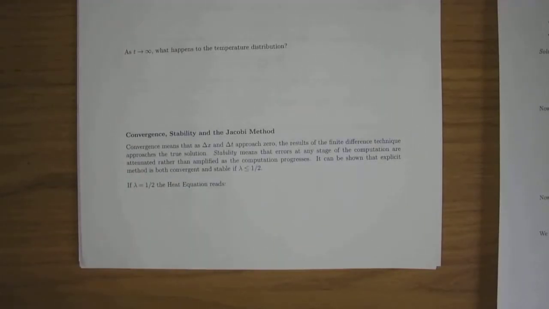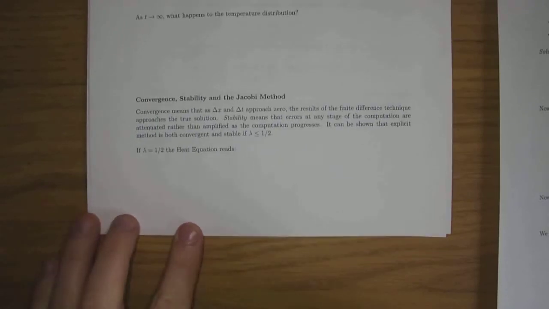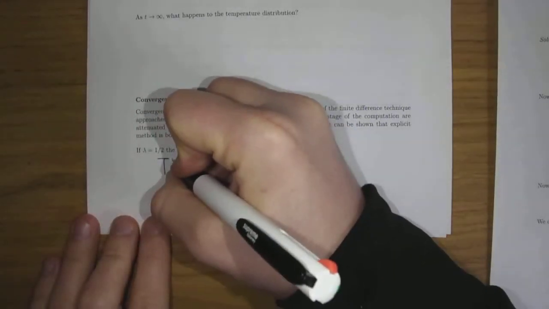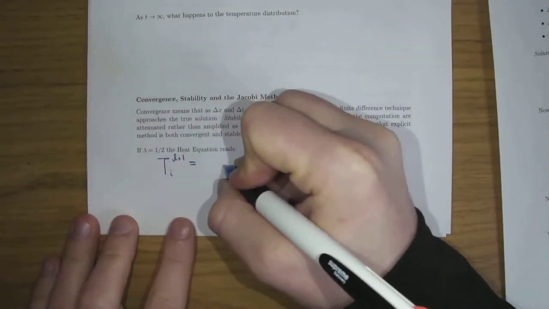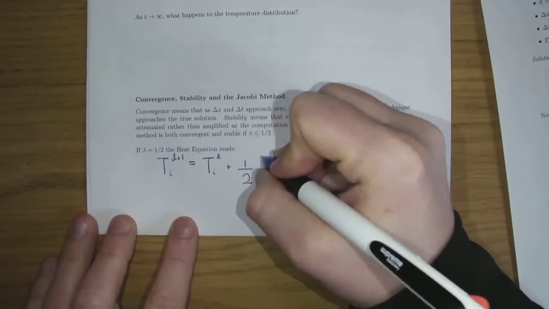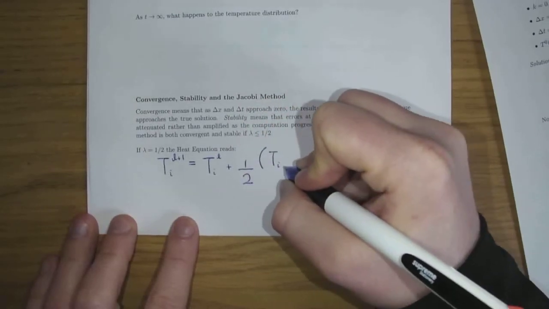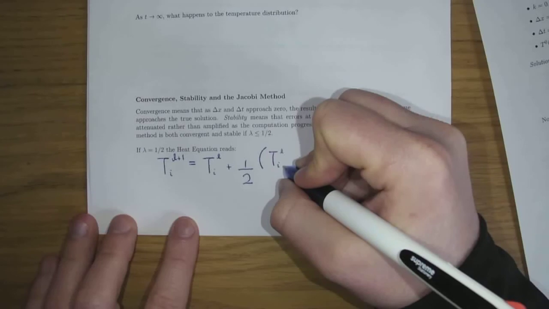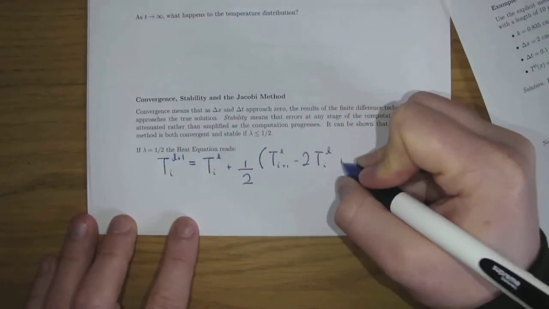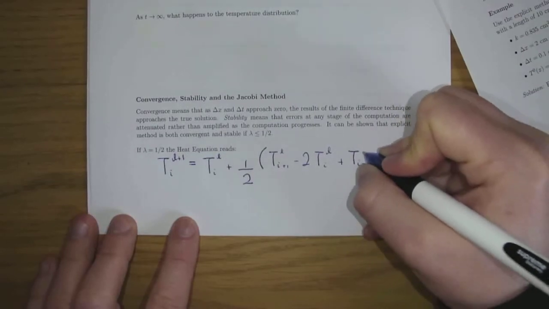Now, if it's Gauss-Seidel, that's not the case. But if you actually do the heat equation with lambda equal to a half, let's see what you get. You get the T next. So this would be like T at L plus 1, the next temperature, is equal to the previous temperature plus a half the next temperature minus twice the current temperature plus the previous temperature in terms of x here.